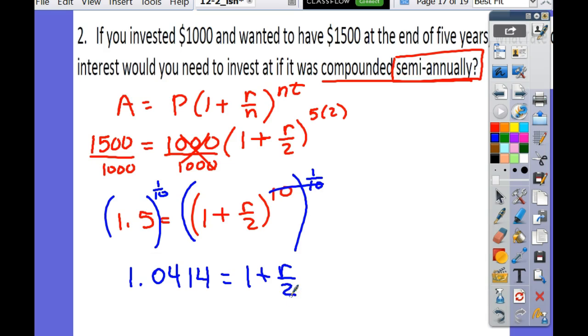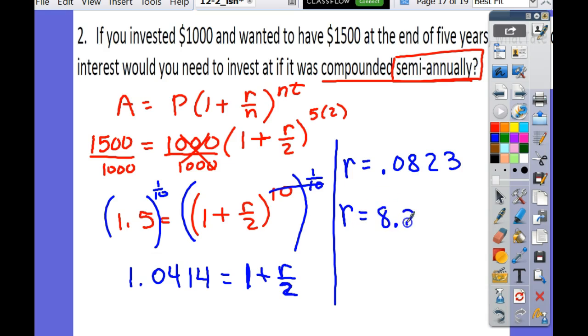Now what am I going to do with this 1? I'm going to subtract the 1. What am I going to do with the 2? Multiply by 2, so the R is 0.0823. But rates need to be changed to percent. And so I don't leave the answer like that. It would be 8.23%.